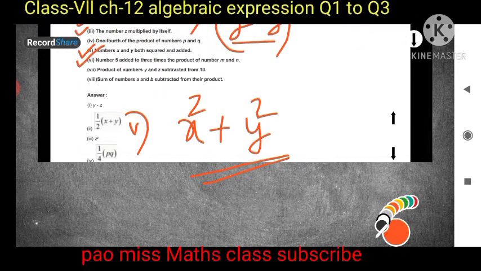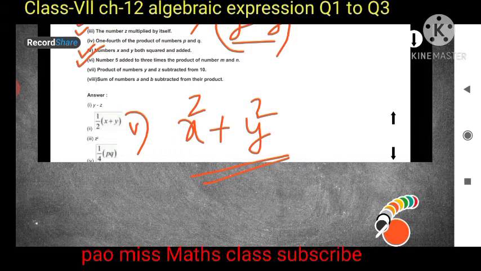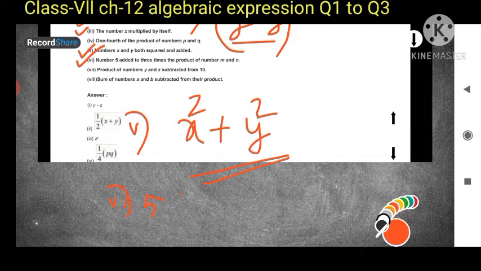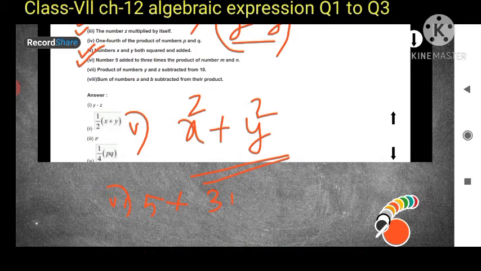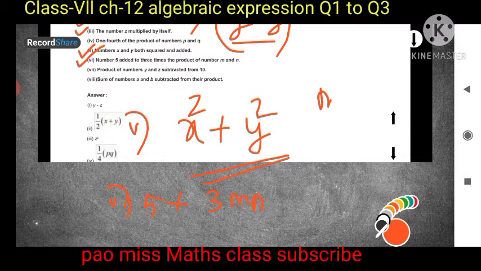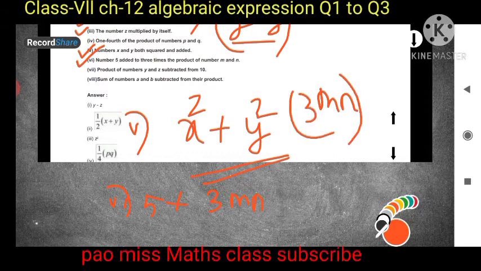Question 6 is given: 5 added to 3 times the product of m and n. What is being added here? Number 5 is added to 3 times, and times means multiply. The product of m and n, you will write directly as mn, and 3 times means multiplying with 3 again. So 5 plus 3mn, 5 plus 3mn.